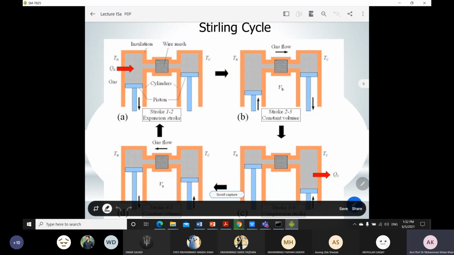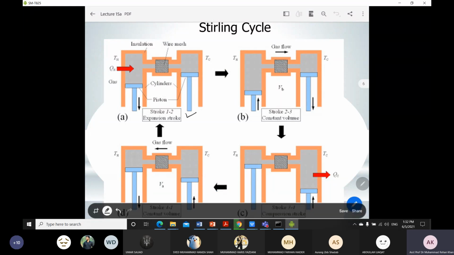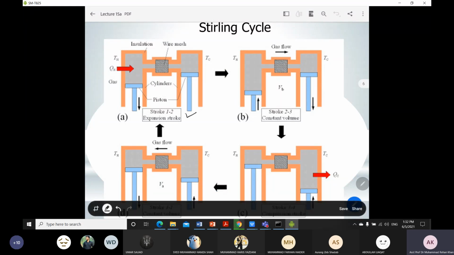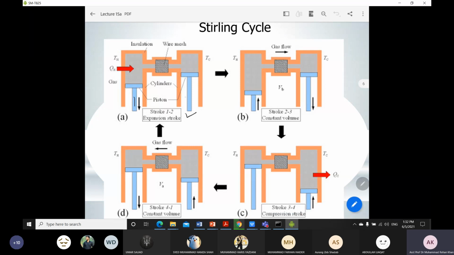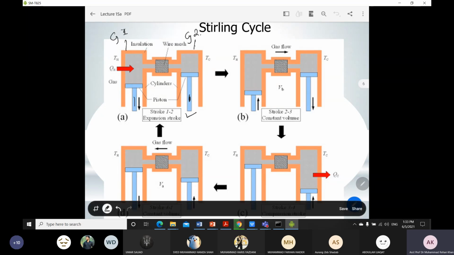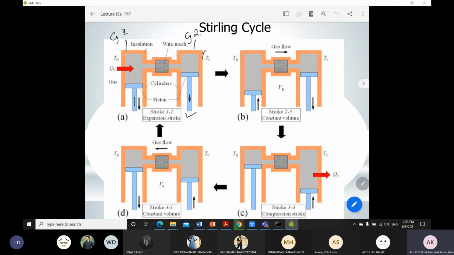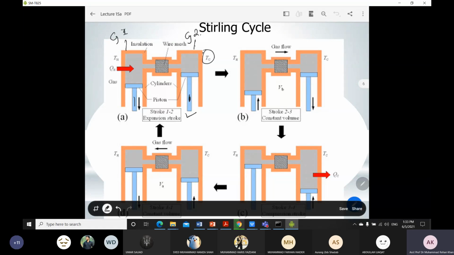The process 1 to 2 is your expansion stroke, and as you see in this schematic, there will be two pistons in your Stirling cycle. This is one piston and this is your second piston, and there will also be two cylinders. This is cylinder number 1 and this is cylinder number 2. This cylinder is at the highest temperature, T_H, and this cylinder is at the cooler temperature, T_low.